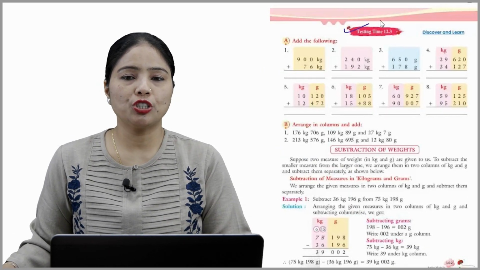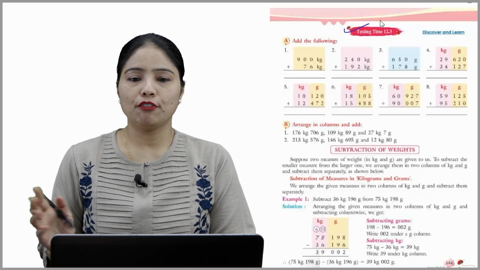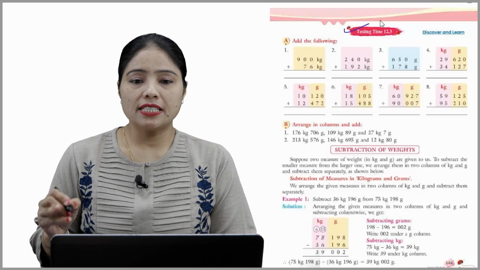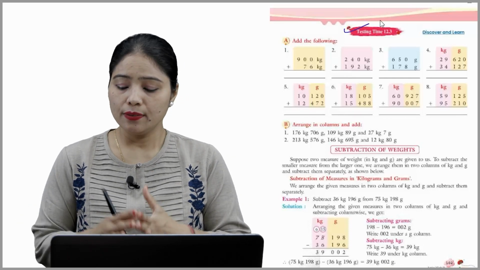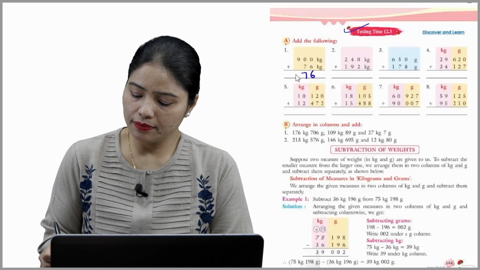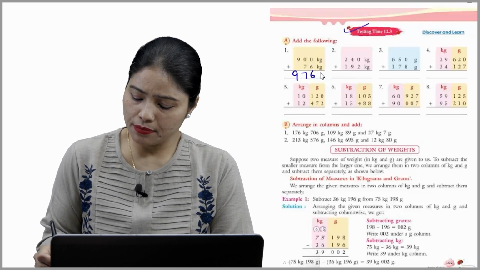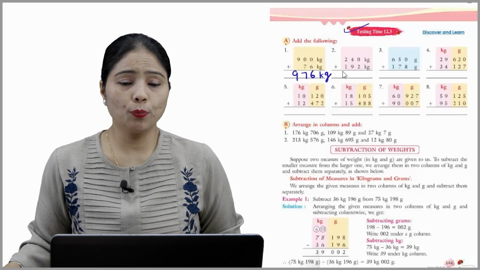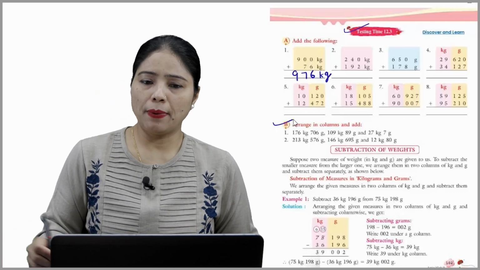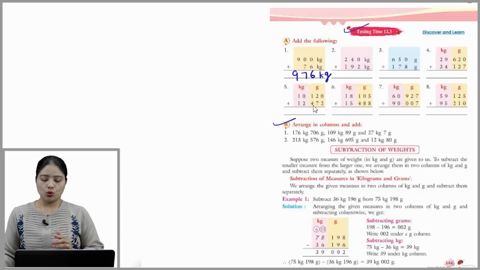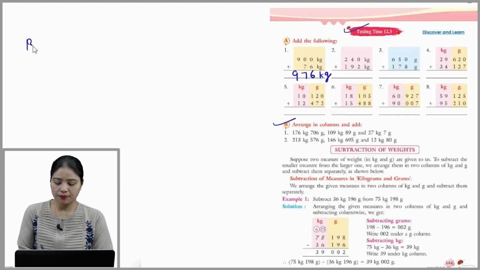Exercise time 12.3. Here it is given, add the following. So 900 kg with 76 kg, we just add it. So 6, 7, 9. So it becomes 976 kg. Hope you understood. Now B part. Arrange in columns and add. Okay. So let's start how to solve it.